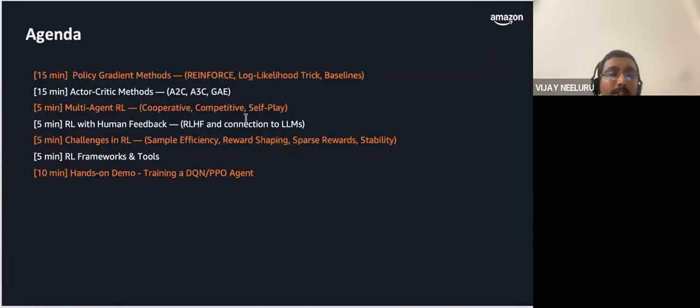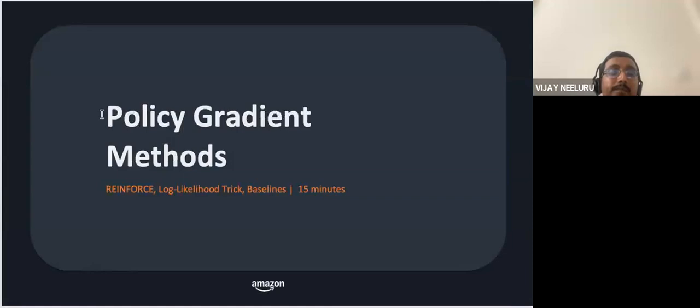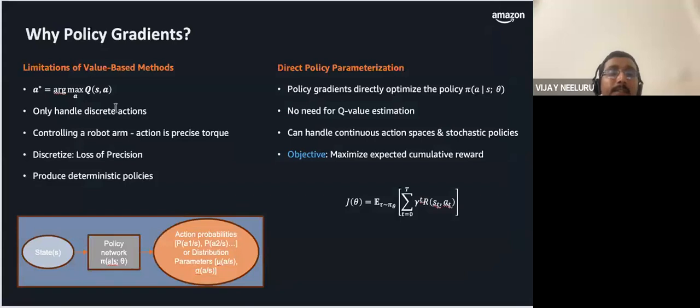In the earlier course, we talked about temporal difference learning and deep Q networks. In this video, we'll talk about policy gradient methods, actor critic methods, multi-agent RL with human feedback, challenges in RL, frameworks and tools, and finally a hands-on demo. At first, we will start with policy gradient methods, which covers REINFORCE, the log likelihood trick, and baselines.